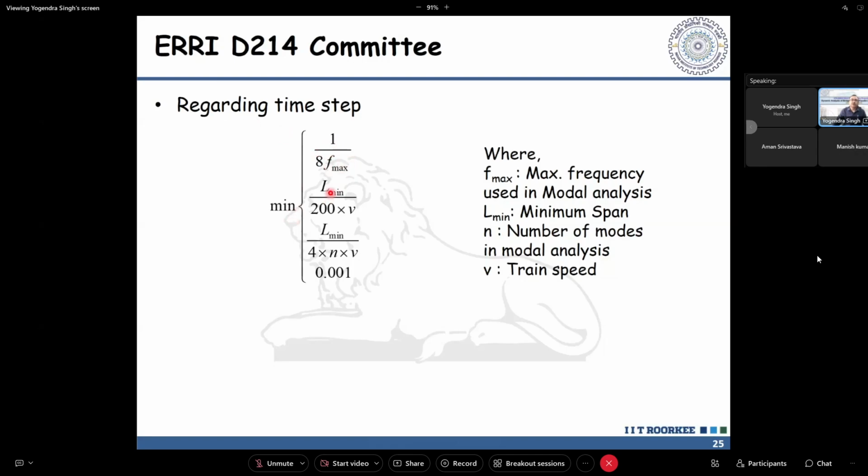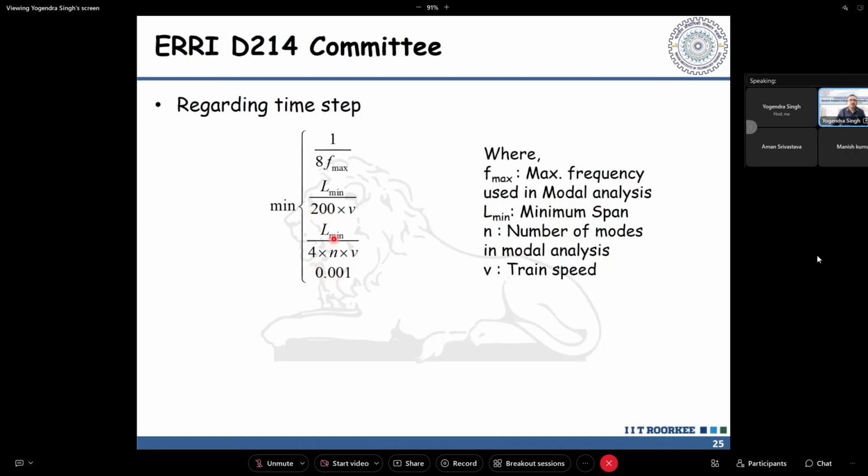And then there is the minimum span of the bridge, because when we are performing analysis over a bridge, there can be multiple spans. So whatever is the span, that divided by the velocity of motion, L by V, is giving us T_D. So the time step should be T_D by 200. So the whole duration should be considered with at least 200 time steps.